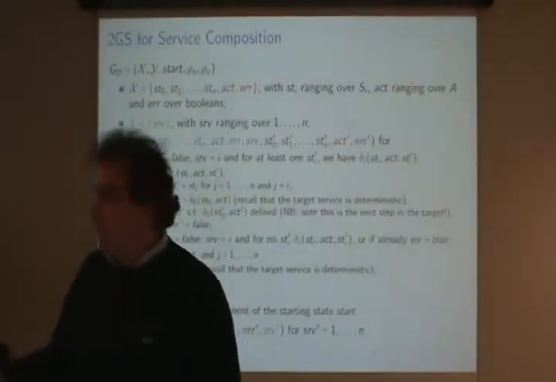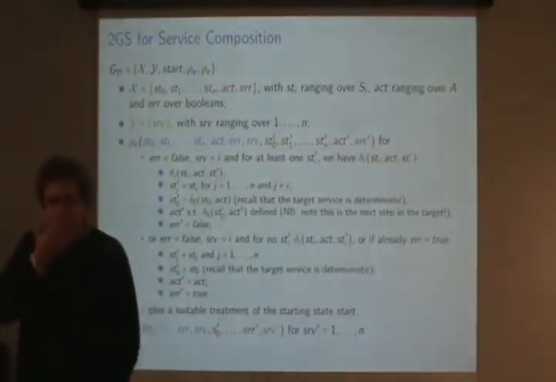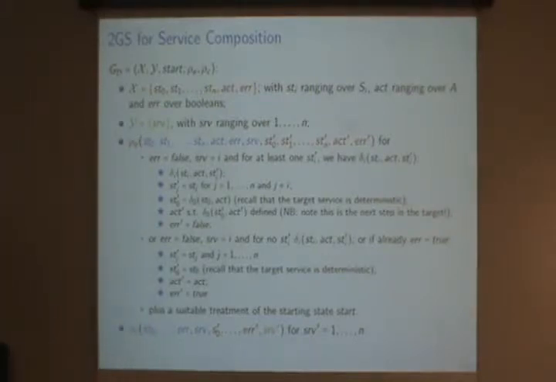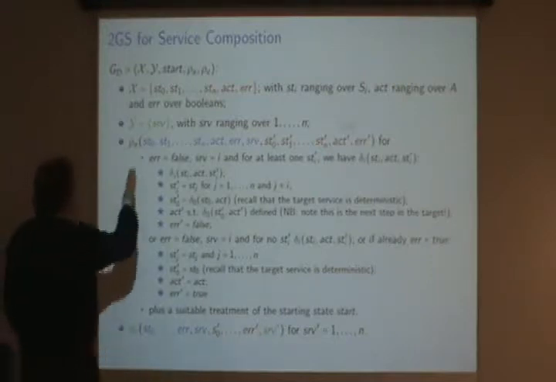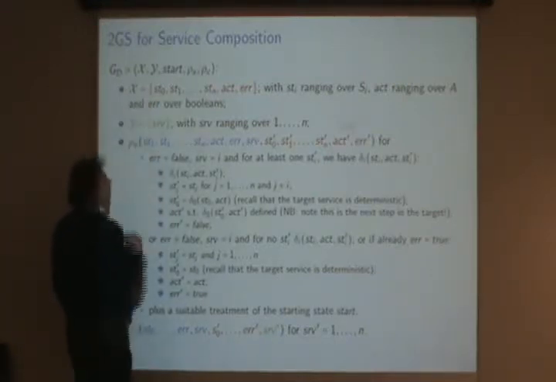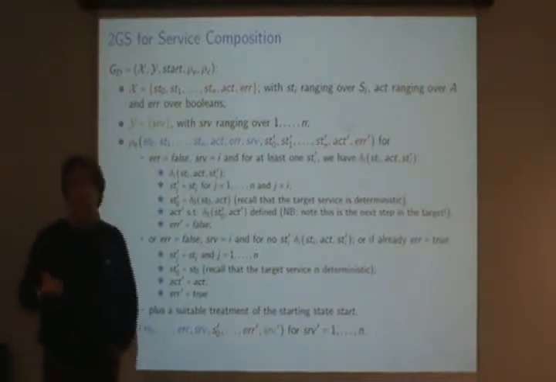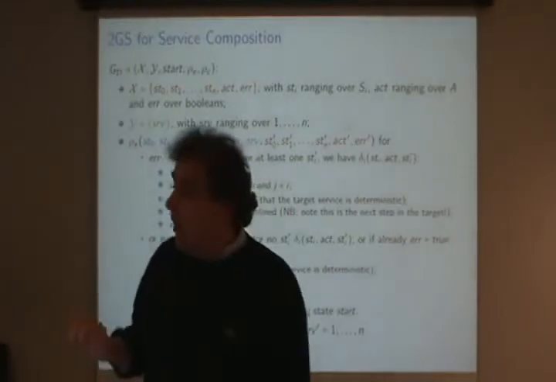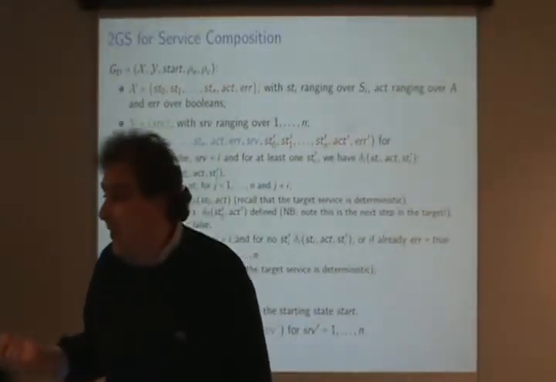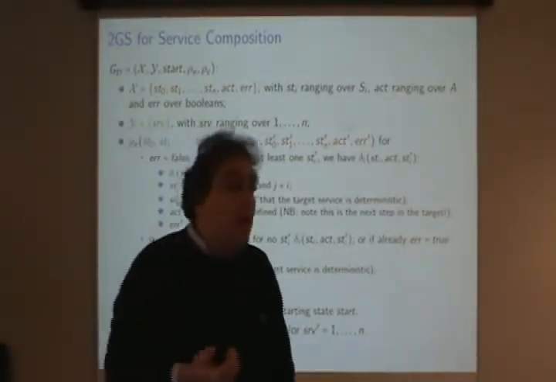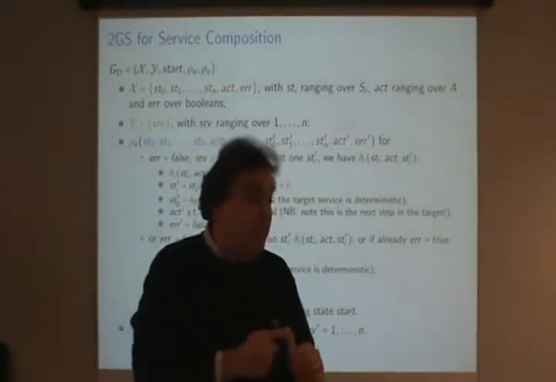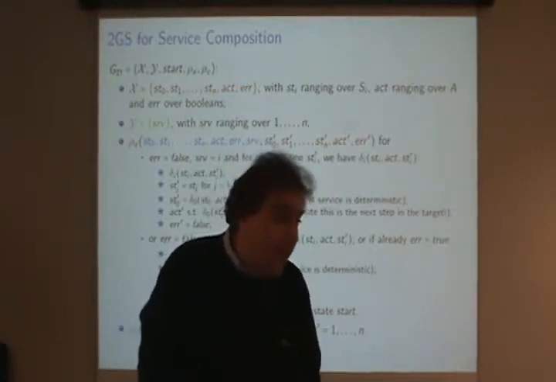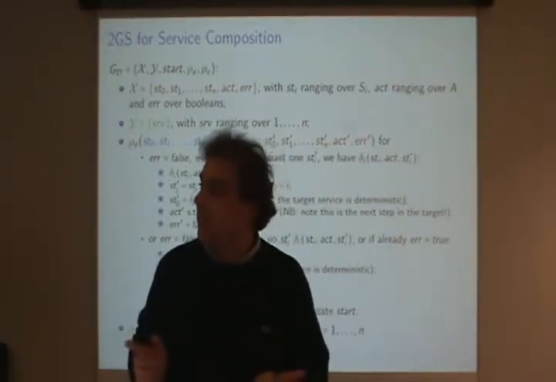And now, let's play a little bit with them. What about service composition? How can you write service composition as a two-player game structure? What you have to do is decide what are the variables of the environment and what are the variables of the controller. Who is the controller here? The controller is the orchestrator, and the environment is all the rest. So the target is working against the orchestrator. The available services also work against the orchestrator. Everybody is working against the orchestrator.